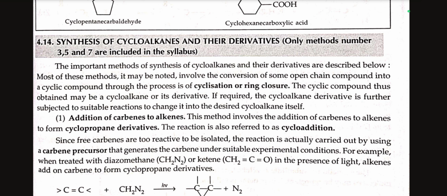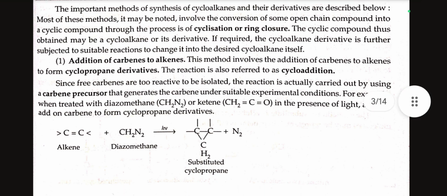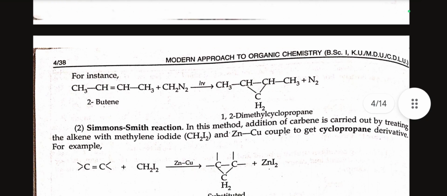Addition of carbenes to alkenes. This method involves the addition of carbene to alkene to form cyclopropane derivatives. The reaction is also referred to as cycloaddition. Since free carbenes are too reactive to be isolated, the reaction is actually carried out by using a carbene precursor that generates the carbene under suitable experimental conditions. For example, when treated with diazomethane or ketene in the presence of light, alkenes add on carbene to form cyclopropane derivatives. For instance, 2-butene with h nu gives 1,2-dimethylcyclopropane.